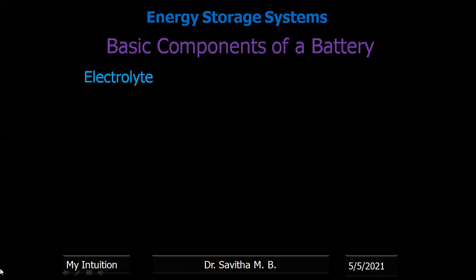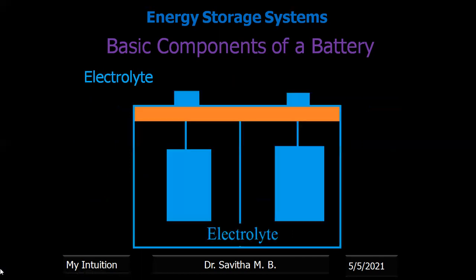Next is the electrolyte. Anode and cathode are the electrodes. Next is the electrolyte, which completes the internal circuit. See, you have the anode material, cathode material, connections are there. There is electrolyte. In the previously discussed batteries like the Daniel cell, in basic batteries, there was an anode compartment, there was a cathode compartment, both were connected by a salt bridge, all these.